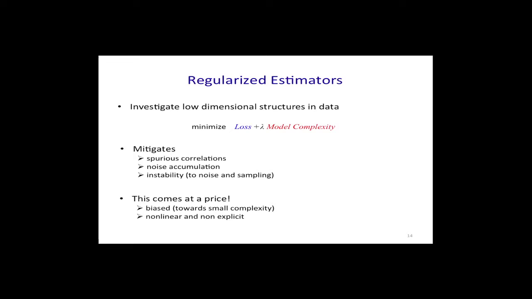The first thing is that the model that you get from this optimization is biased because of the regularization parameter. You are biased towards the small complexity. And this bias, as we will see, is a main challenge in the uncertainty assessment problem that we want to address. And the second issue is that this is nonlinear and non-explicit. It's given by the solution of some convex optimization in most of the cases, and it's very hard to characterize the distribution of such a model, so the parameters that you get for the model.